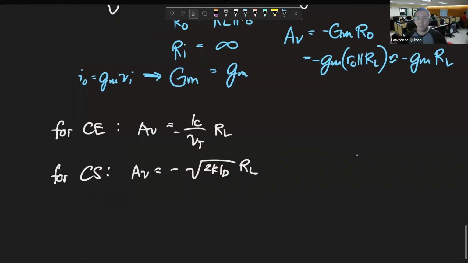Okay, finally, takeaways. If I had to make the best gain amplifier, like my life depended on it, I would use a BJT. Why? This one depends on the square root of ID, while this one depends on IC. Square root of something versus that something, this is better.